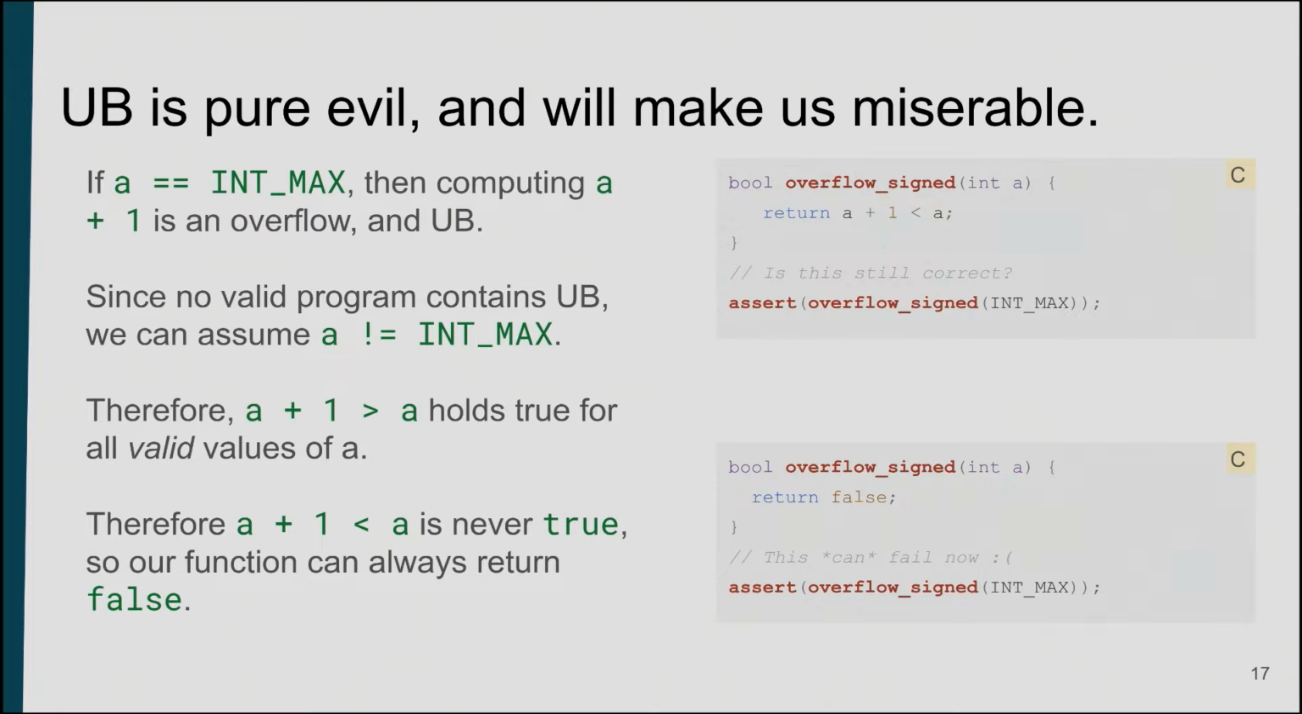So this is a fully correct transformation, and it will not break any valid C programs, but it may break invalid ones. And I think the devil in the detail is that it may break. It doesn't necessarily have to break. You may run this test on all sorts of different compilers, and some of them may optimize this, some of them may not.